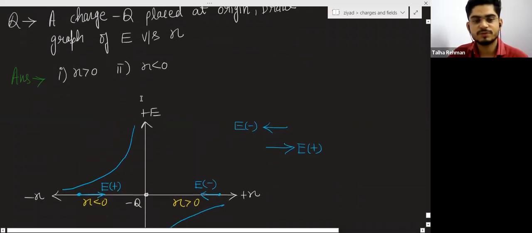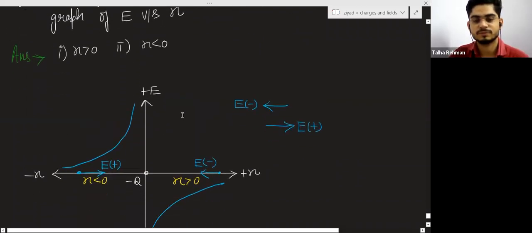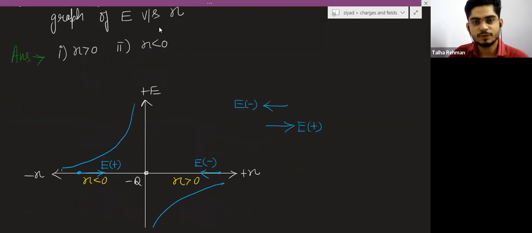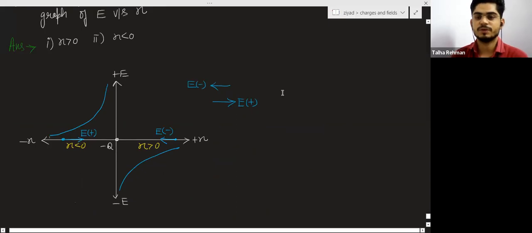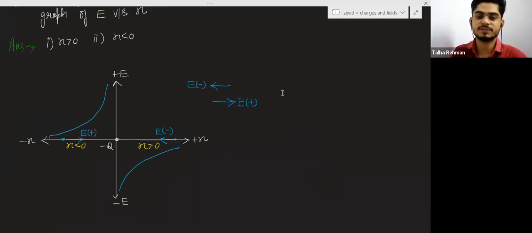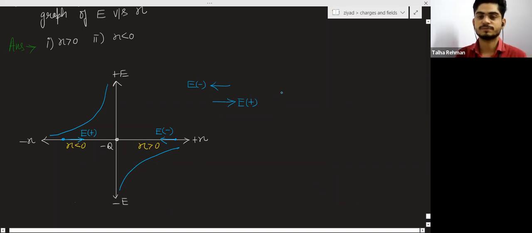So just note it down. For drawing the graph, you have to consider the direction also. Which direction you are taking positive, which direction you are taking negative. I suggest you take this direction, positive x-axis direction, as positive for electric field also.